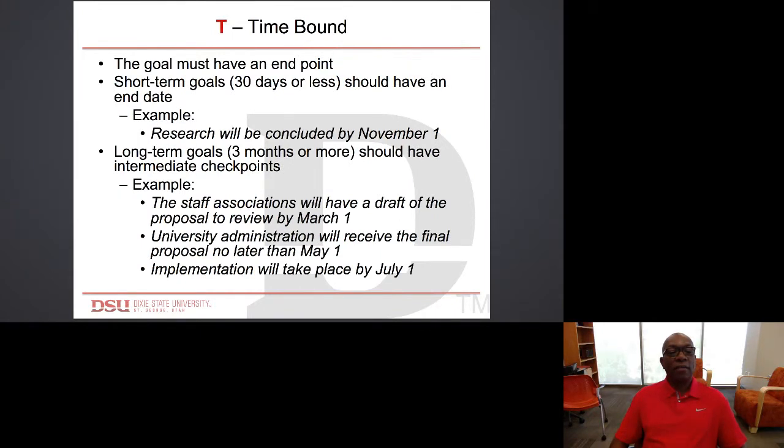Time-bound. The goal must have an endpoint. Short-term goals, 30 days or less, should have an end date. For example, research will be concluded by November 1st. Now, long-term goals, 3 months or more, should have intermediate checkpoints. For example, the staff associations will have a draft of the proposal to review by March 1st. University administration will receive the final proposal no later than May 1st. Implementation will take place by June 1st.